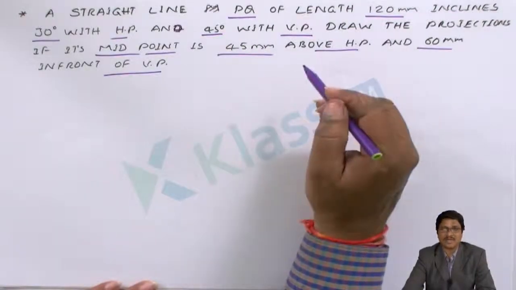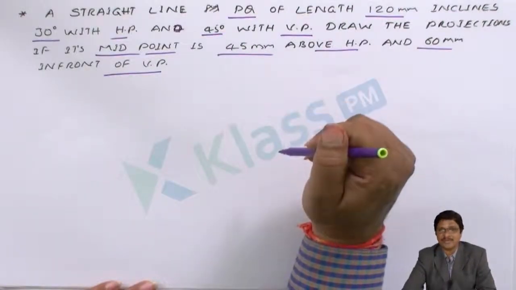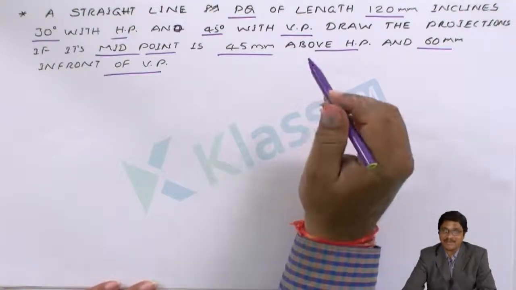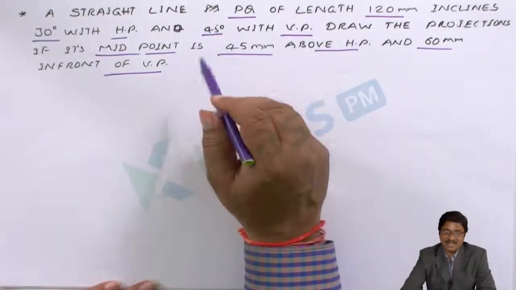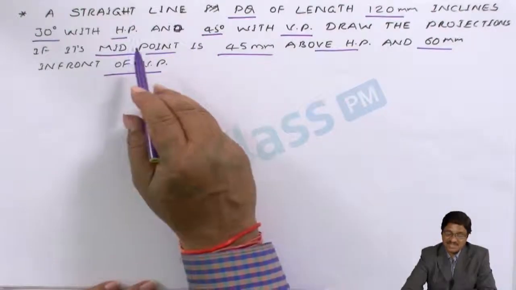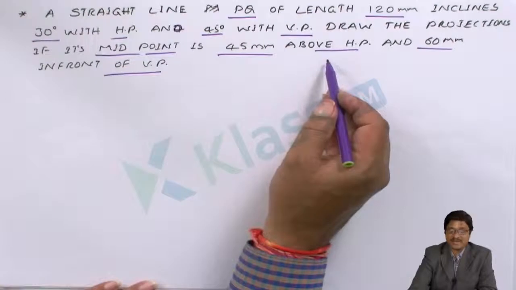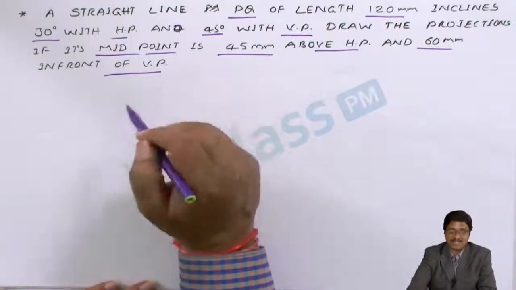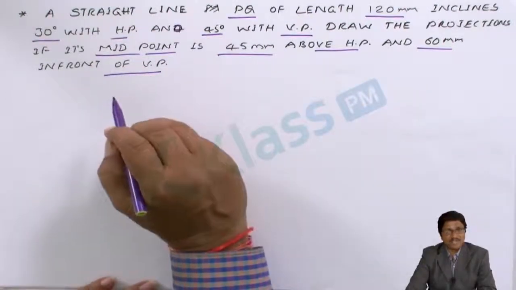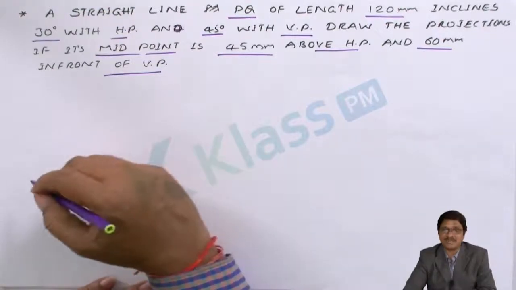The problem is only asking for the front view and top view to be drawn for the line, but compared to the previous case where the endpoint details were given, here the change is that we draw the projections if its midpoint is 45 mm above the HP and 60 mm in front of the VP. Same procedure, but with the given condition only we can proceed.